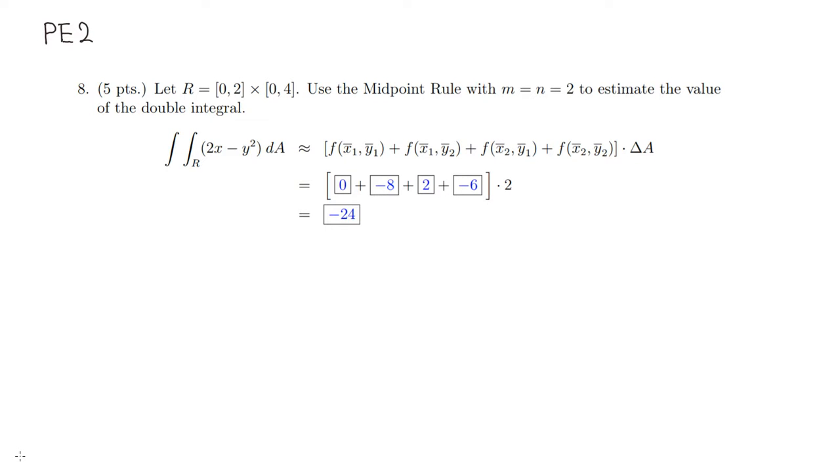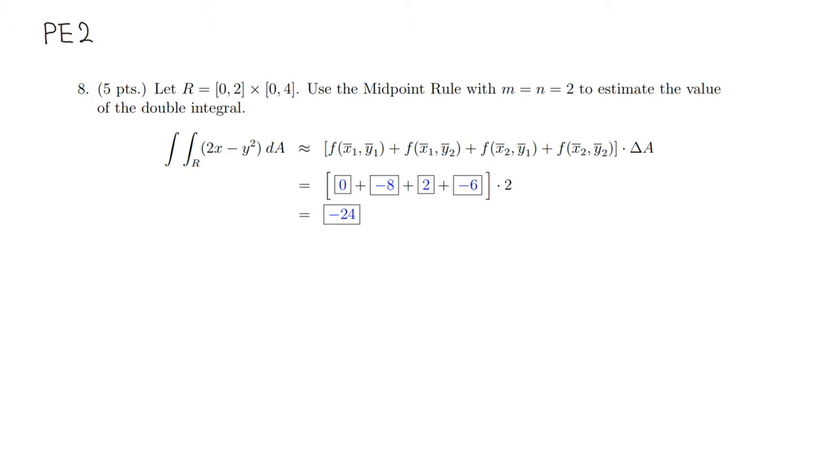Alright, let's look at practice exam 2, problem number 8. We want to use the midpoint rule to approximate this double integral. So let's do that. The first thing we need to do is find these x1 bar, y1 bar, and so on.